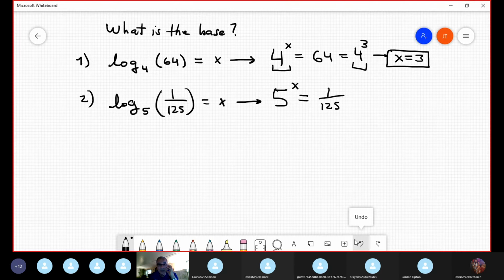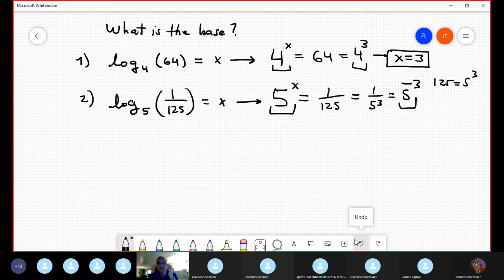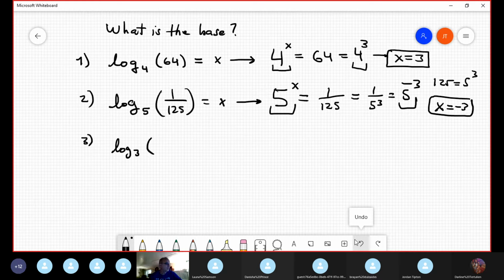I know that 125 is 5 to the third power, no? 5 times 5 is 25, times 5 is 125. What is the reciprocal? So, if it's the reciprocal, it's 1 over 5 cubed, no? And the reciprocal is 5 to the minus 3. Therefore, in this moment, we have two exponentials. Therefore, x is equal to minus 3.